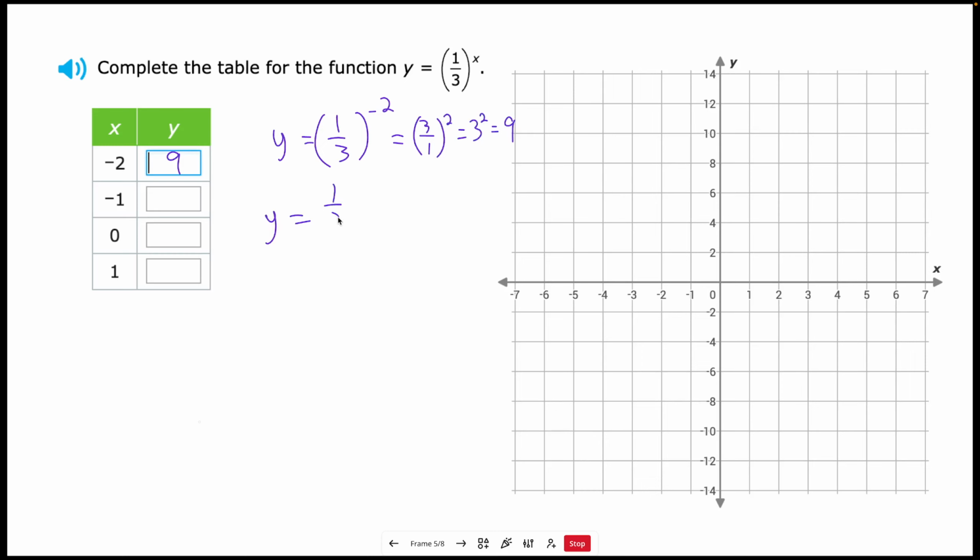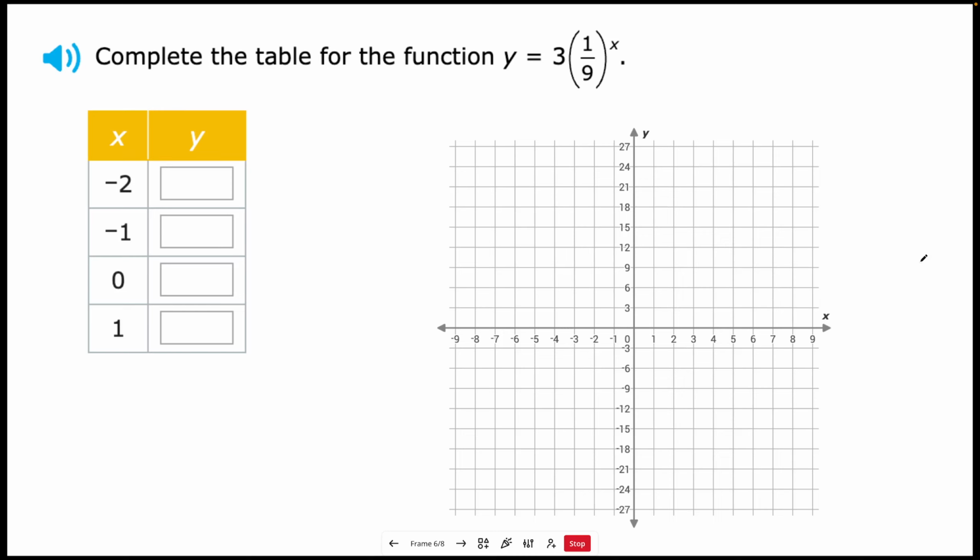Same thing with the negative power. This just becomes 3 to the 1 power, which is 3. Anything to the 0 power is just 1. And anything to the 1 power is itself, so this is 1/3. And again, choose two easy numbers. I'll go 0, 1 again, and -1, 3. So here, you'll see this one is sort of going the other direction from our first graph.